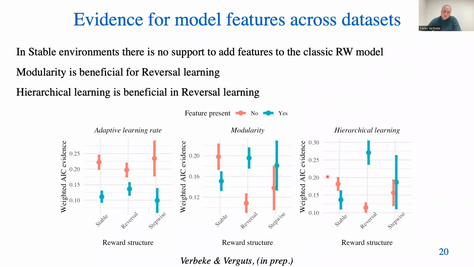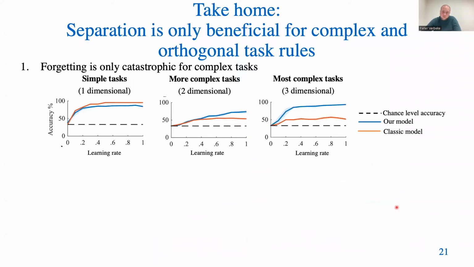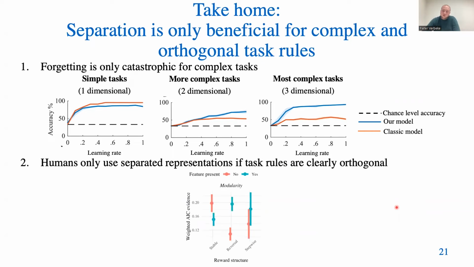And in stable reward structures, there is almost always more evidence if the feature is not present. But in reversal learning tasks, we see a clear benefit for modularity and also for hierarchical learning. And in stepwise tasks, there is no clear evidence for or against these features. So to sum up this first part, we saw that forgetting is only catastrophic for complex tasks, and that humans do use separated representations, but only if task rules are clearly orthogonal, such as in reversal learning tasks.